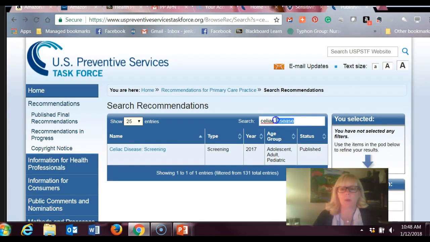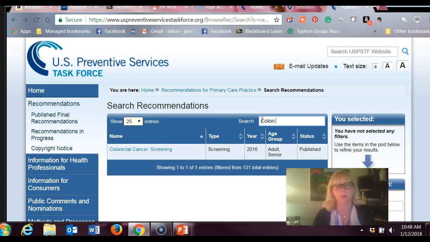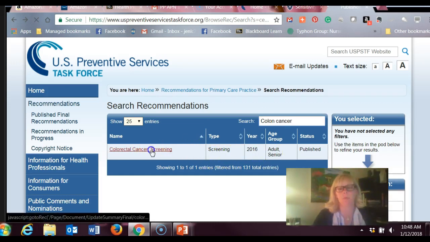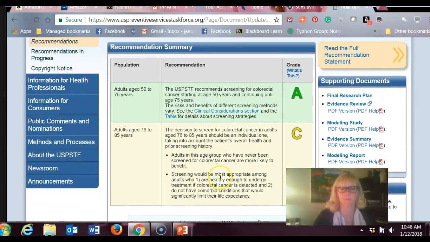One more I'm going to look up for you is colon cancer, because then you can see how there's all different recommendations and how each age group is different. So this was just published in 2016. All right, so they're actually trying to narrow down all of these. It used to be where there was like an A, C, and another category. So 50 to 75 recommends colorectal cancer screening, and then 76 to 85, it's a C recommendation.